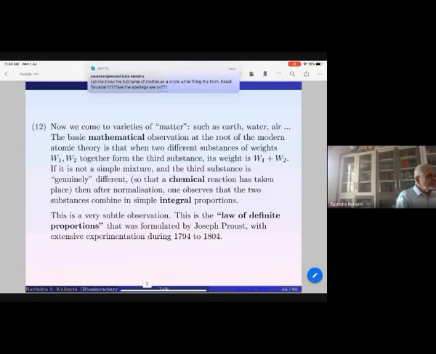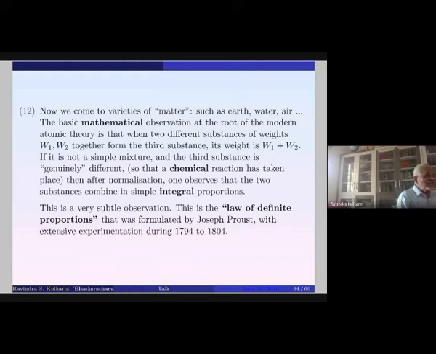Now, we come to varieties of matter, such as earth, water, air. The basic mathematical observation at the root of modern science, modern atomic theory, is that when two different substances of weights W1 and W2 together form a third substance, its weight is just the addition of W1 and W2. If that new substance is not just a simple mixture, or technically, if some chemical reaction between these two substances has taken place, then after normalization, one observes that the two substances combine in simple integral proportions.